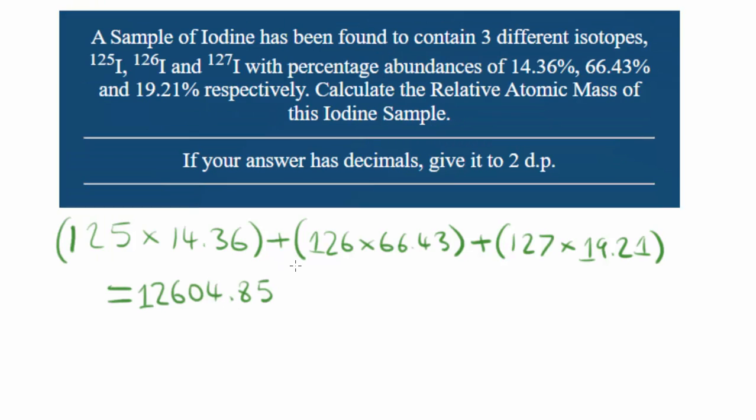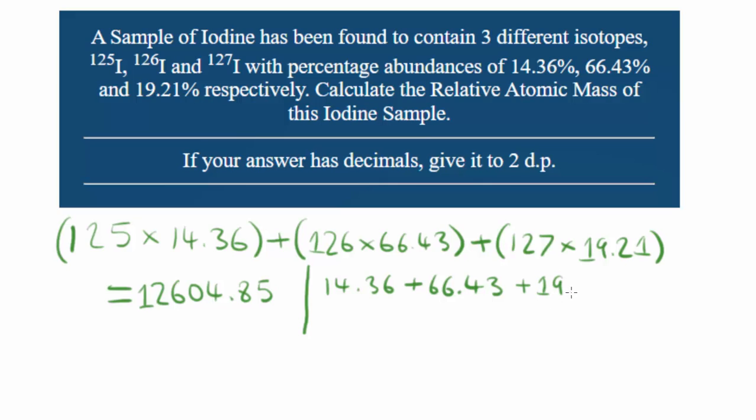Now we would then divide it by the sum of the percentage abundances, and what we're not going to do is just assume that it's 100, right? Because it might not be. So we're going to add up the percentage abundances first: 14.36 plus 66.43 plus 19.21. I would encourage you to try this calculation yourself to satisfy yourself that, yes, this adds up to 100.